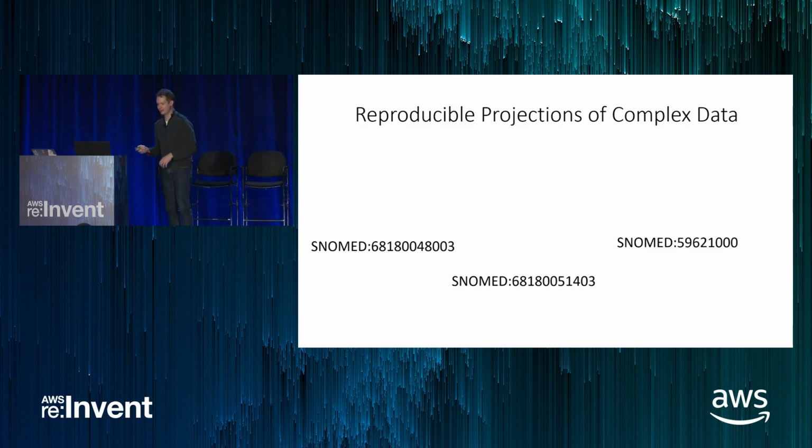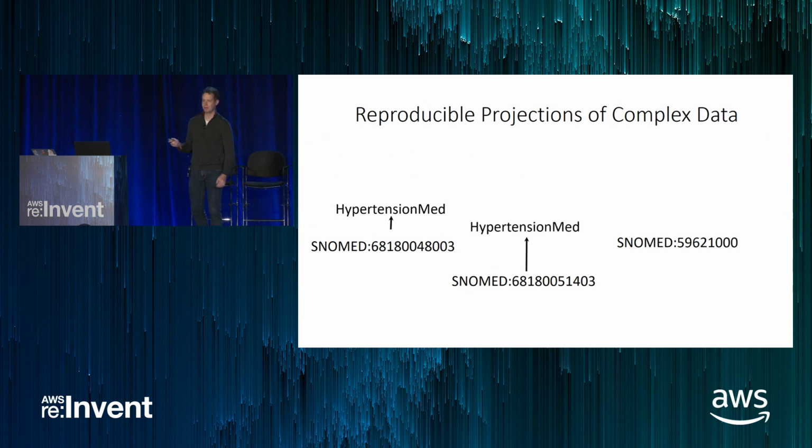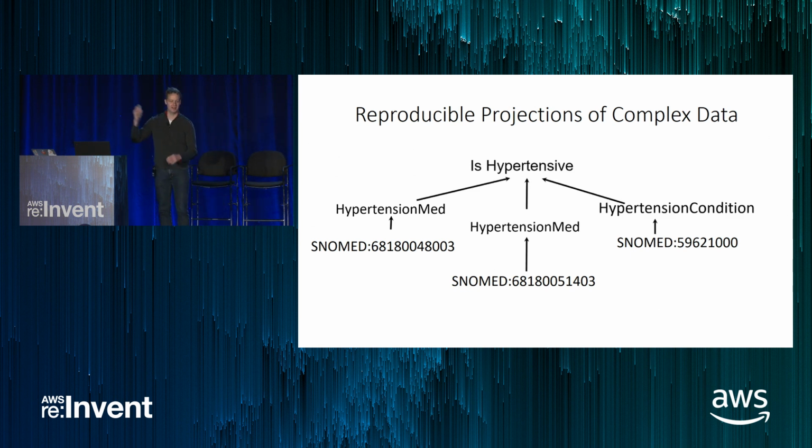And the pattern that we found that works really well is we can take a really complex data set and we'll just project it onto something much simpler. So we say a SNOMED code, this might mean hypertension medications, this might mean a condition, and then we can project that onto, hey, this person is hypertensive.